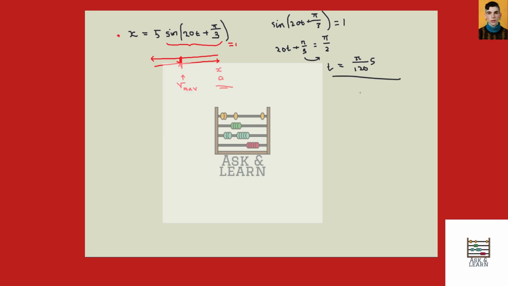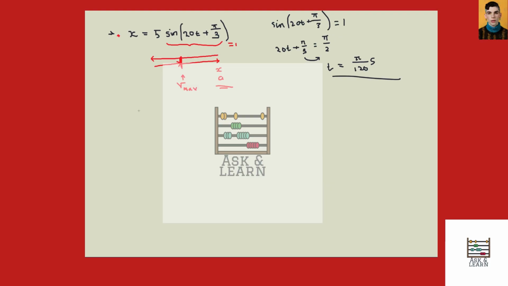The second part of this question wants us to work out at which point the acceleration reaches 0 for the first time. So we know that the acceleration is the rate of change of the velocity, and the velocity is the rate of change of position. So what we need to do is differentiate the expression for the position twice to obtain d²x/dt², so the acceleration.